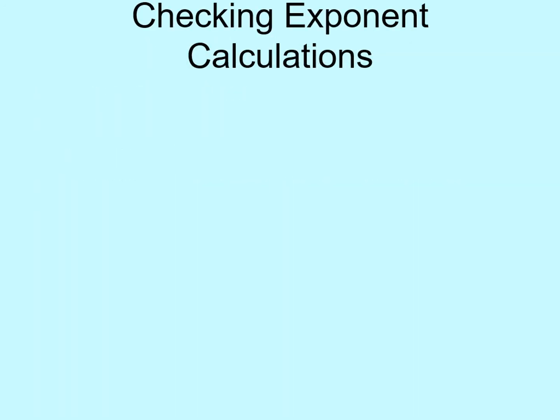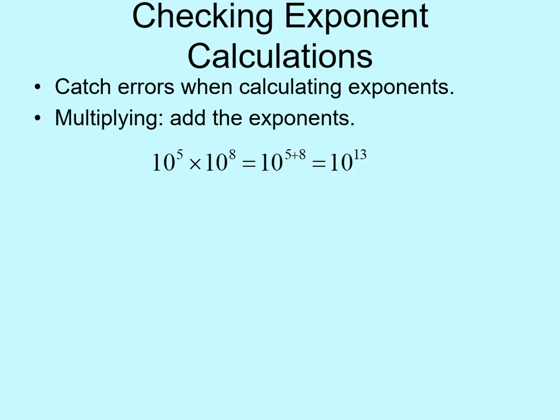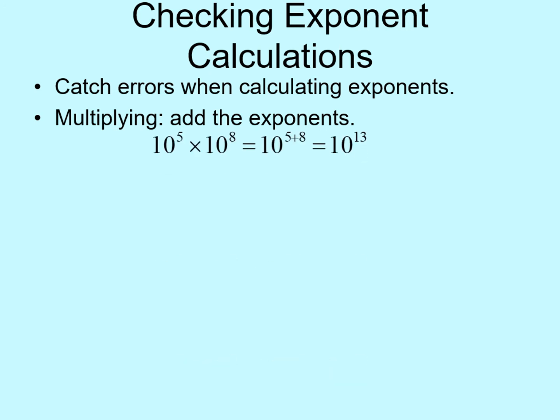It's fine to do your exponent calculations on a calculator, but there is one trick you can do that will help you catch some of the most common mistakes people make when they use their calculators to work with exponents. The way you do this is by noticing something interesting about the way exponents work. When you multiply two numbers that are written in exponential notation, then the exponent in the answer is the sum of the exponents you multiplied. So if you multiply 10 to the 5th and 10 to the 8th, the answer will be 10 to the 13th.